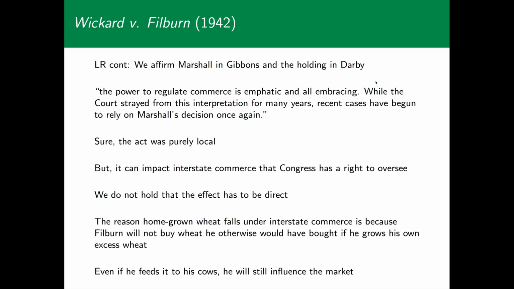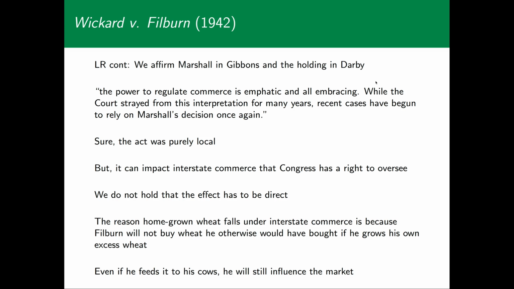So the court says here, we're going back to Marshall and Gibbons versus Ogden, and we're going to affirm the holding in Darby. They write, the power to regulate commerce is emphatic and all-embracing. While the court strayed from this interpretation for many years, recent cases have begun to rely on Marshall's decision once again. So we're back to the Gibbons versus Ogden thing, Marshall's original ideas of commerce. Everything in between, E.C. Knight about production and manufacture not being commerce, the stream of commerce stuff, all of that, the court is saying wasn't really correct. Now, they're not necessarily overturning all of that, but they're saying we kind of screwed up for a long time.